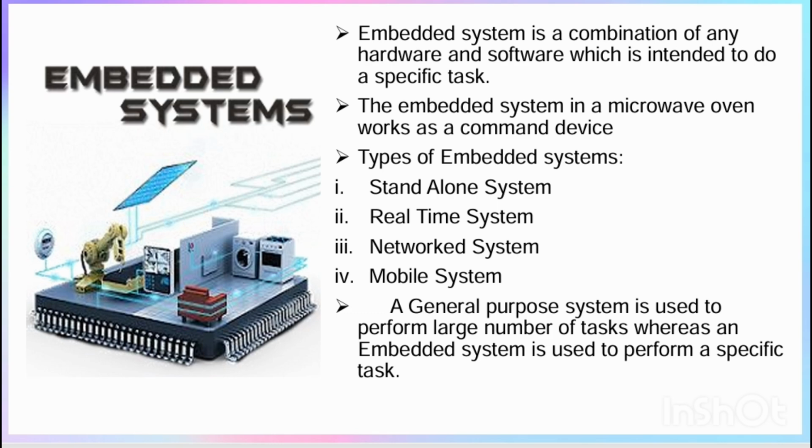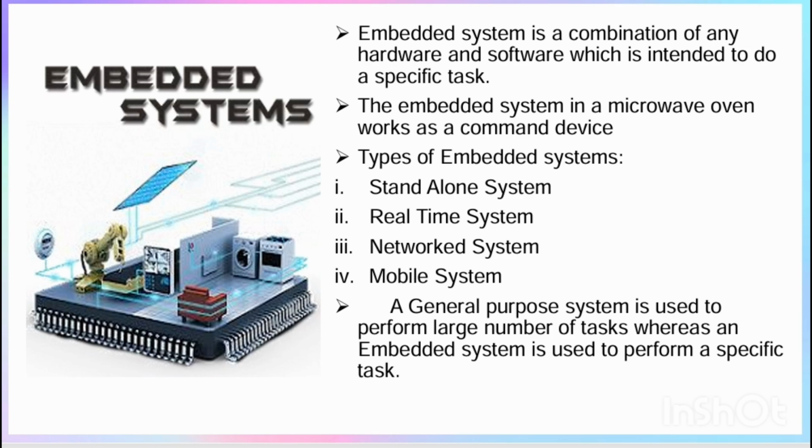What is an embedded system? An embedded system is a combination of hardware and software which is intended to do a specific task. In my project, it works as a command device. It has four types: stand-alone system, real-time system, network system and mobile system. In other words, it is an electronic or electromechanical device consisting of hardware and software which performs a specific function or set of functions repeatedly.